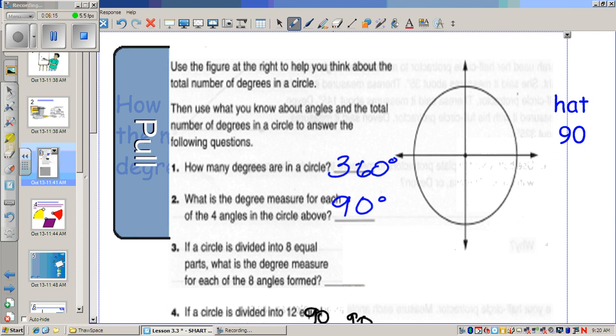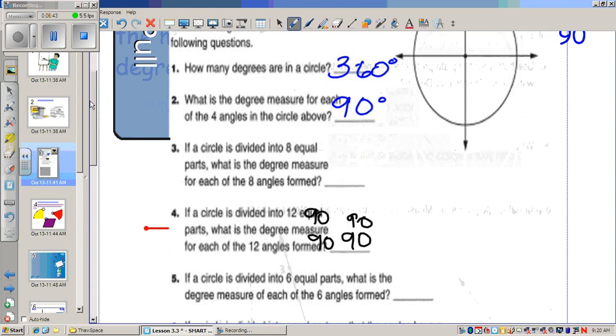Okay. If a circle is divided into 8 equal parts, what is the degree measure for each of the 8 angles formed? So let's think about that. If it's divided into 8 parts, my circle has more parts, so I'm going to have 8 parts. What do you think that measure would be? I want you to think about that, and I want you to write that down as part of your answer when you come back to class. What do you think the answer is?